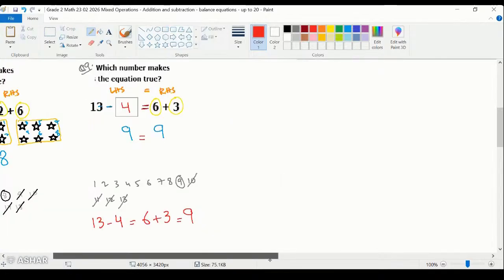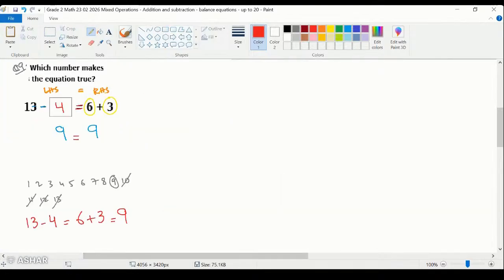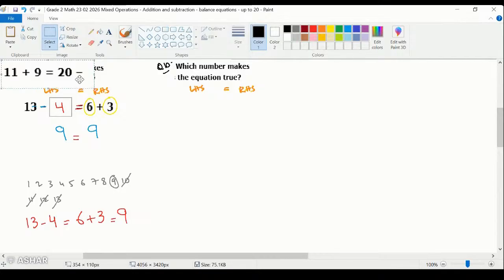Moving ahead to the next question. Question number 10. The next question says, which numbers would make the equation true? I'll just copy this. Question number 10. And the given statement is, what is 11 plus 9? It says 11 plus 9 is equals to 20 minus something.